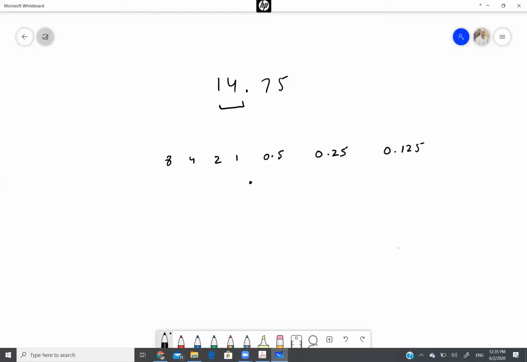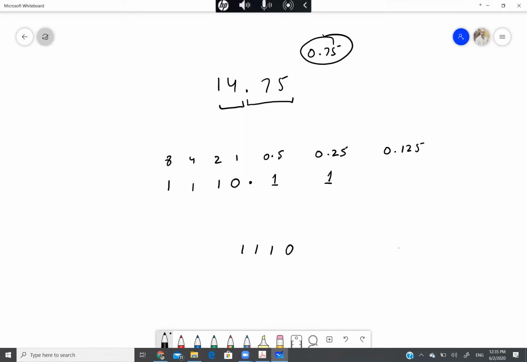That's important. Okay. So 14, how are you going to make 14? 8 plus 4 is 12, and adding 2 makes this 14. This is your 14. How to make 0.75? This portion remains. You need to make 0.75. For that, 0.5 plus 0.25 will make 0.75. So this will be your answer. Good. So do it like this.